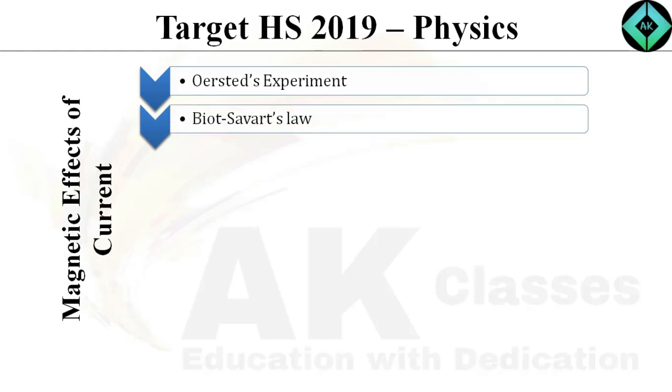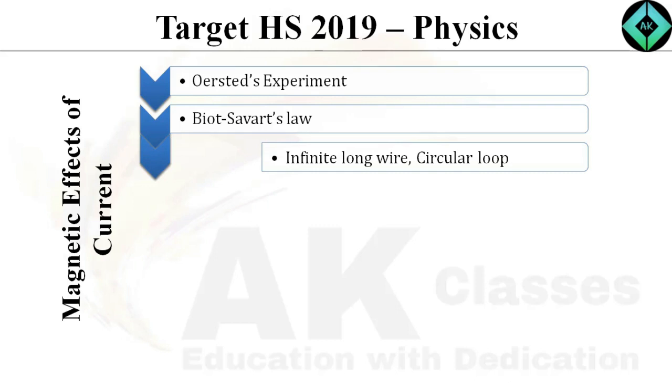Then you have the Biot-Savart law and its applications to find magnetic field due to an infinitely long straight wire and a circular loop. Here, memorize both the scalar and vector form for this law, as you may expect a 1-mark question asking you to write the Biot-Savart law in vector form.